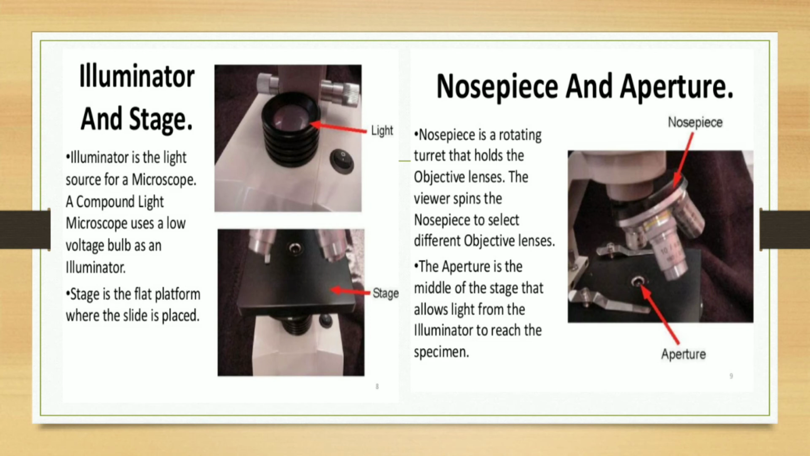Then nosepiece and aperture. The nosepiece is a rotating turret that holds the objective lenses. The viewer spins the nosepiece to select different objective lenses. The aperture is the hole in the middle of the stage that allows light from the illuminator to reach the specimen. This is the function of the nosepiece and the aperture.